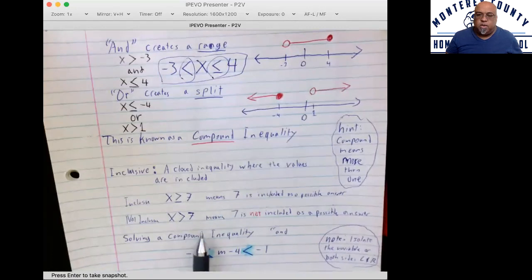So this one means that 7 is not included as a possible answer. If I have the inequality x is greater than 7, then I would probably start at 8. I would not start at 7. And if you really want to get technical, I could start at a decimal, like 7.1, 7.2, and so on, but it just has to be larger than 7.0. Okay? Any questions on that?